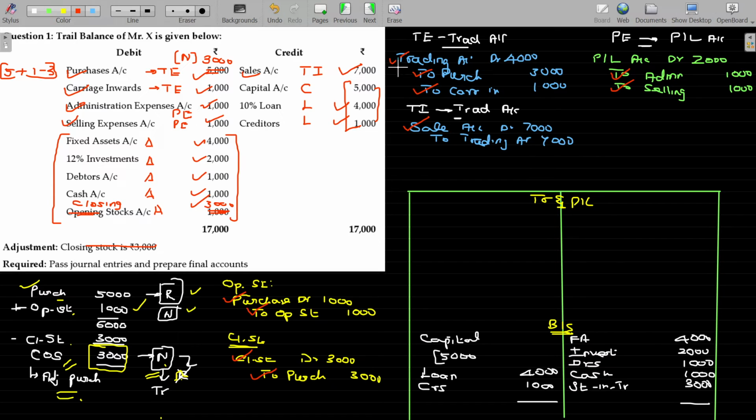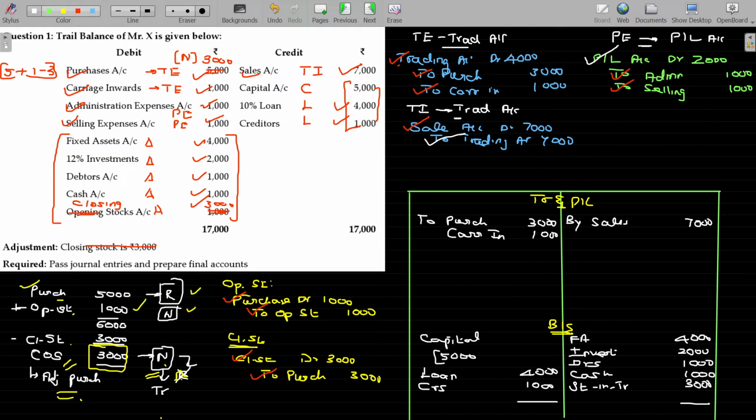Trading account. How do I post this now? In trading account, I have to post to purchases and to carriage inward. So to purchases, the value being 3000. To carriage in, the value being 1000. And then in the trading account credit side, the opposite item, by sales will be posted here. By sales, the value being 7,000.